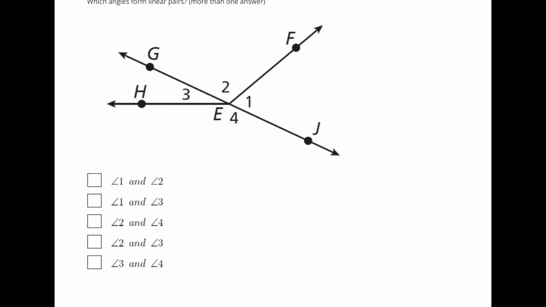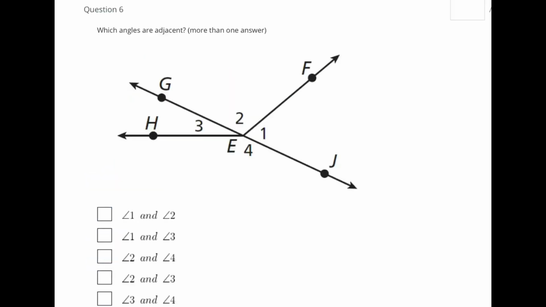For linear pairs, the angles must be adjacent and add up to 180. So 1 and 2 work. 1 and 3 do not. 2 and 4 do not. 2 and 3 do not. But 3 and 4 also work. We're just looking to see if they're adjacent. 1 and 2 are adjacent. 1 and 3 are not. 2 and 4 are not. 2 and 3 are adjacent. And 3 and 4 are adjacent.